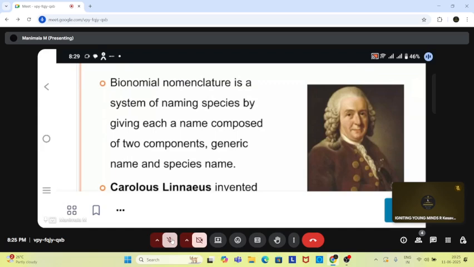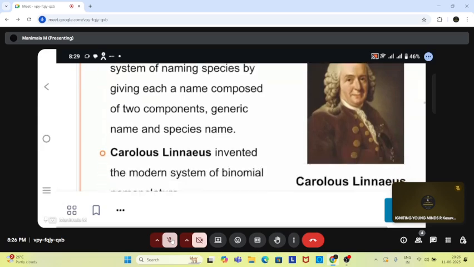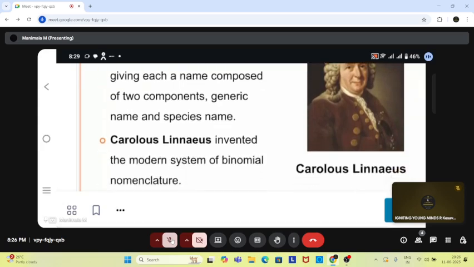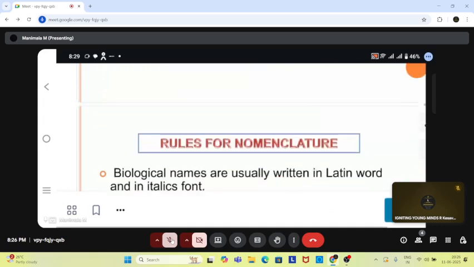What is the genus? The genus is the first name. For example, Mangifera indica, which indicates the mango plant. Mangifera is the genus, and indica comes under the species. So this is the way we name the plant. For naming plants, we need to follow some procedures. Carolus Linnaeus invented the modern system of binomial nomenclature.